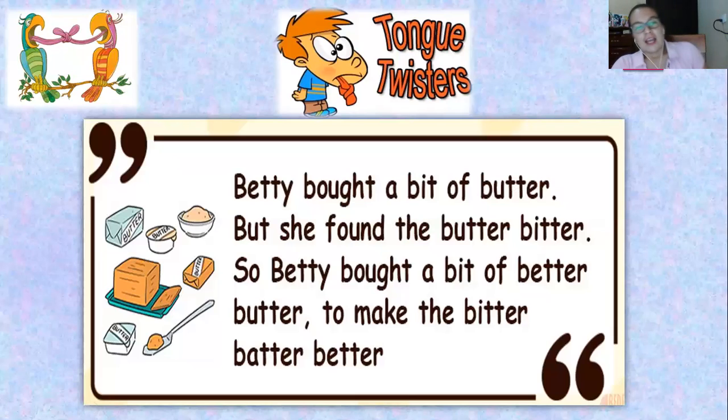Okay, well, before starting the English class, I would like you to have fun, okay? I would like you to say this tongue twister. I'm going to start, okay? Betty bought a bit of butter, but she found the butter bitter. So Betty bought a bit of butter to make the bitter butter better.